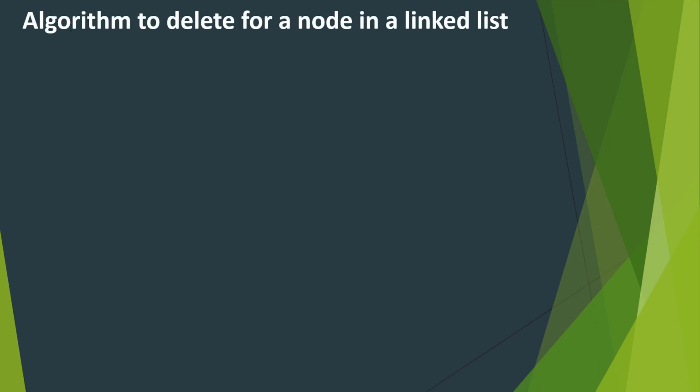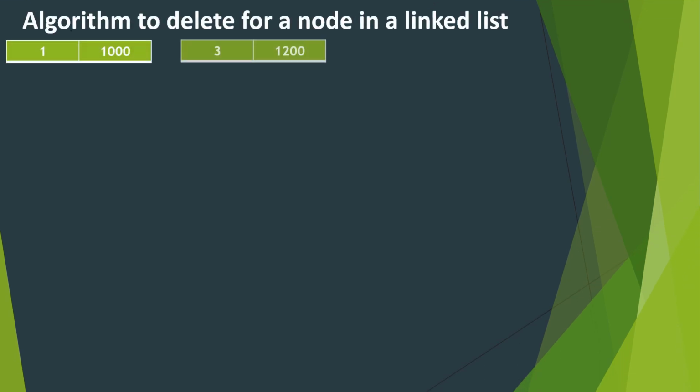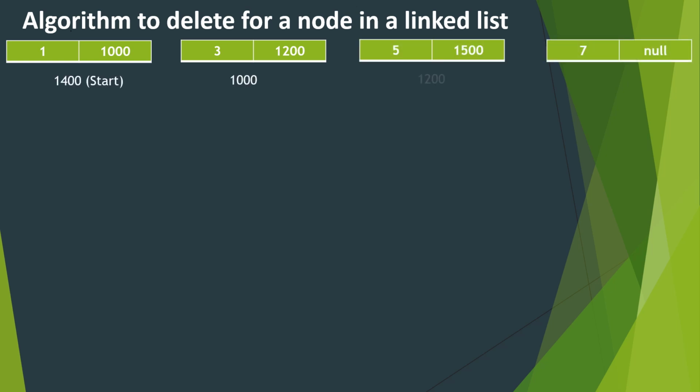Algorithm to delete a node in a linked list. Suppose we have 4 nodes in a linked list and we want to delete 5. So in this deletion, the searching process is also involved. Firstly, we will find where the 5 is.